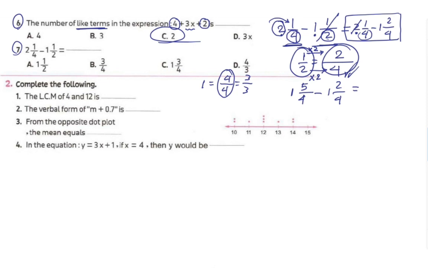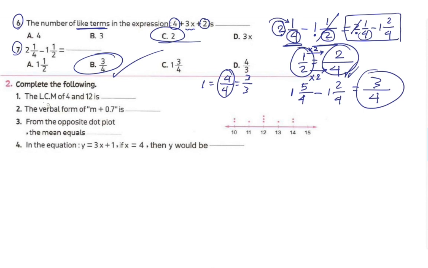Okay, so the second step, I change this fraction so I can subtract 5 minus 2. Now 1 minus 1 equals 0. Do I need to write this 0? No need, just a fraction. 4 and 4, okay, just 1 4, and 5 minus 2 equals what? Equals 3. Now the final result here is 3 over 4. 3 over 4 is the right choice. Now go to the next question, complete the following.